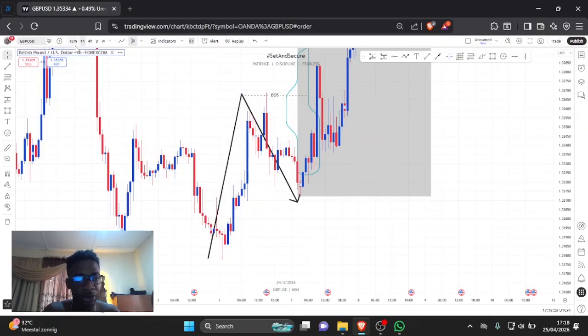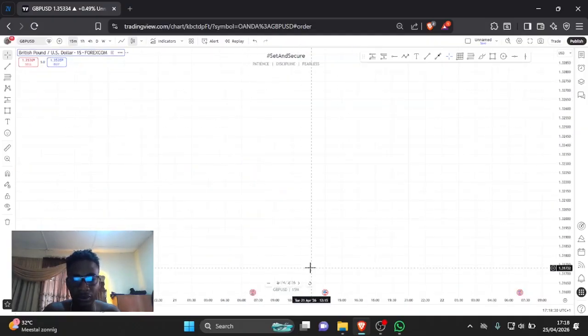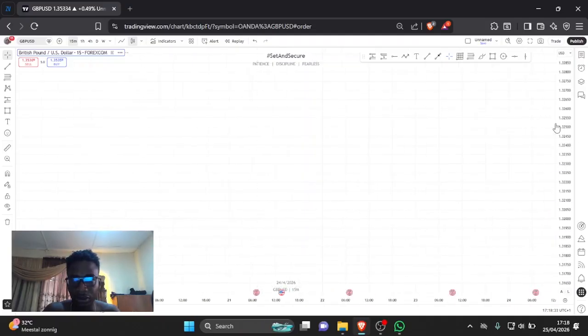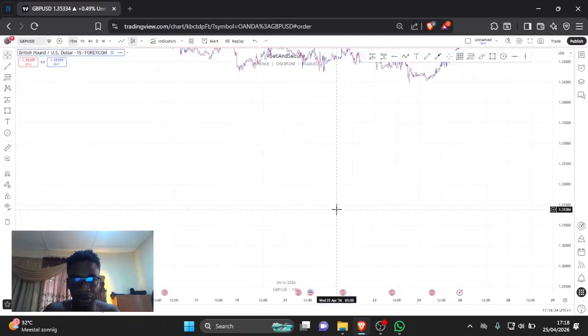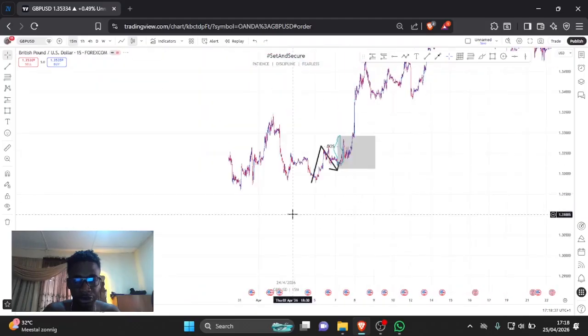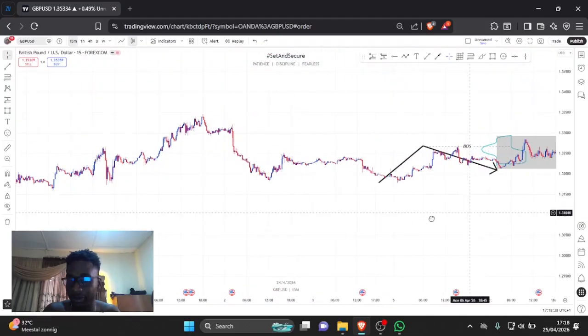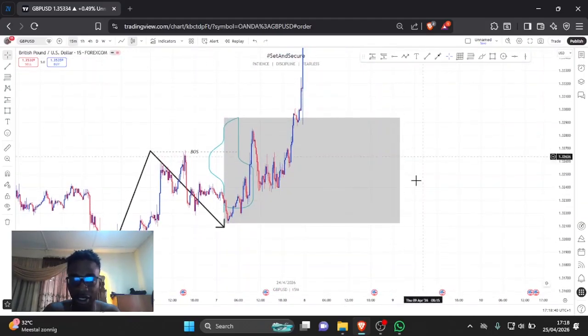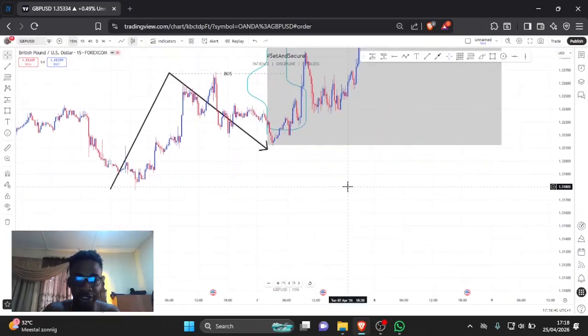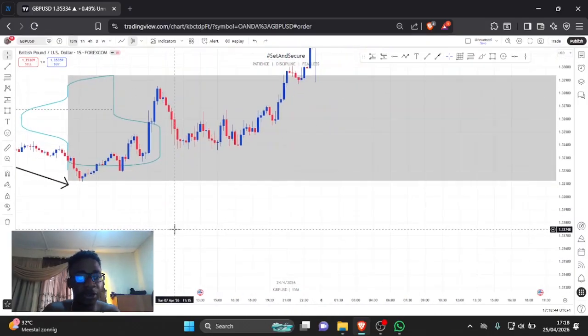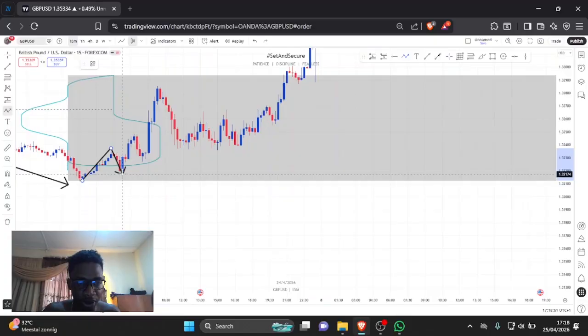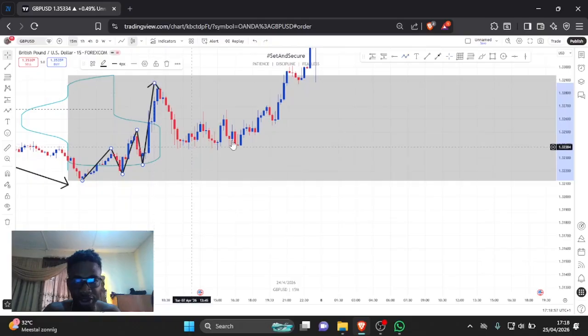Alright, so what we want to do right now is to look for displacement on the 15 minute candle. That is how I find my displacement. So I look for the displacement on the 15 minute time frame. And as you can see, we have this movement. Higher low. Then boom, we got this displacement.